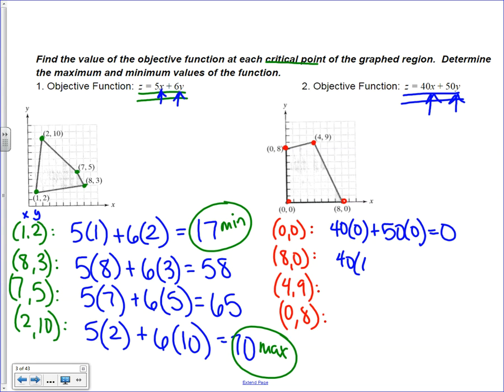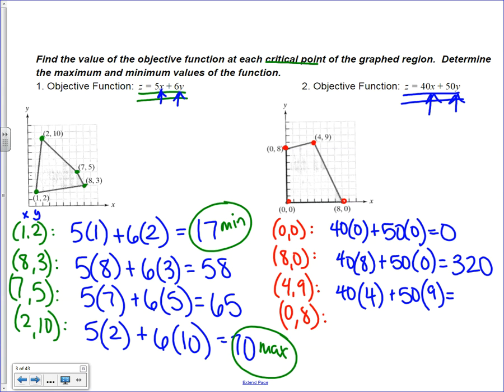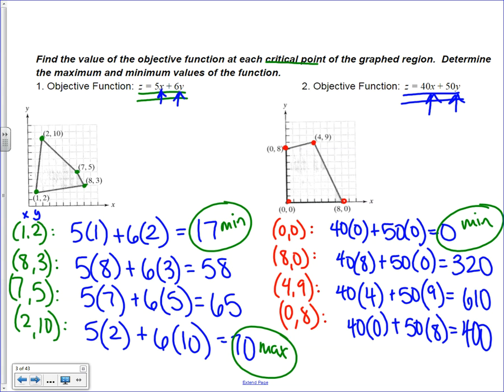Then I have 40 times 8 plus 50 times 0, and that will give me 320. Then I have 40 times 4 plus 50 times 9. Let's see here. That will give me 610, I believe. And then I have 40 times 0 plus 50 times 8, and that will give me a value of 400. So those are all of my values. Now the minimum is 0, and the max looks like 610. So that's how you use the objective function.